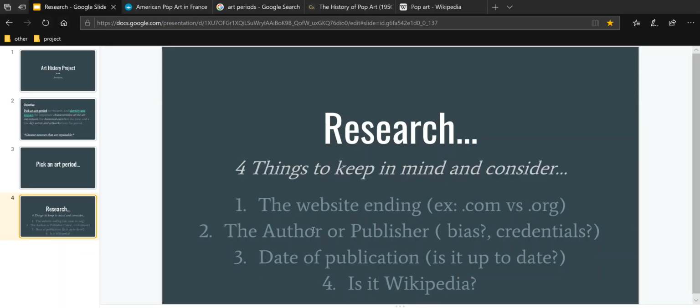Ask the questions: what's the website ending, who published it, the date of publication. Just consider these things as you're researching. Make sure to cite your sources, and you should be pretty good to go.